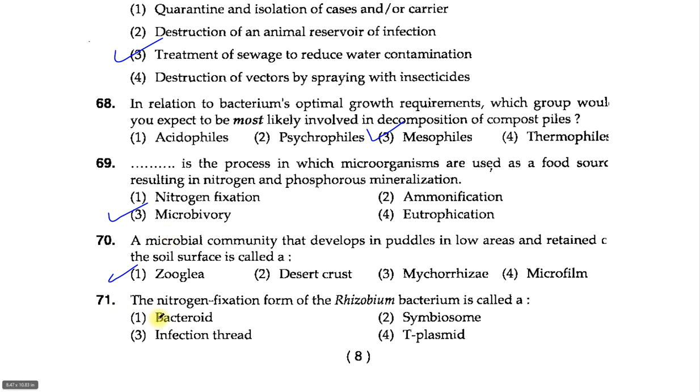Question number 71. The nitrogen fixation form of the rhizobium bacterium is called a 1. Bacteroid, 2. Symbiosome, 3. Infection thread, and 4. T plasmid. The option which is correct here is the option 1, that is a bacteroid.